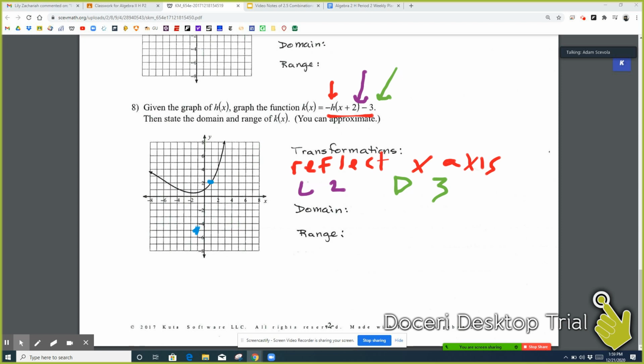And then let's take another point, like this one right here. Looks like it's at -4, 1. So if you take -4, 1 and reflect it over the x-axis, and then move it to the left 2, and then down 3, you end up right around here. Let me color coordinate this. So that'd be this point here. Gets reflected, left 2, down 3, and ends up right there.